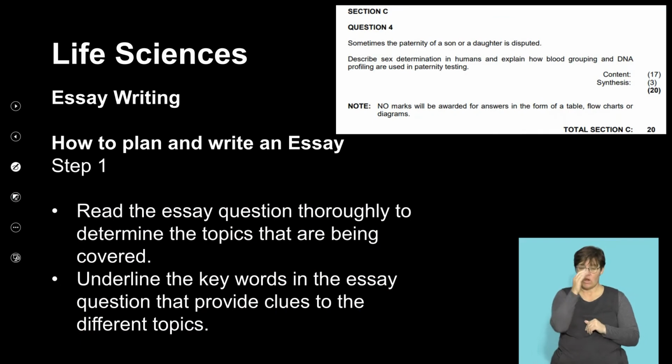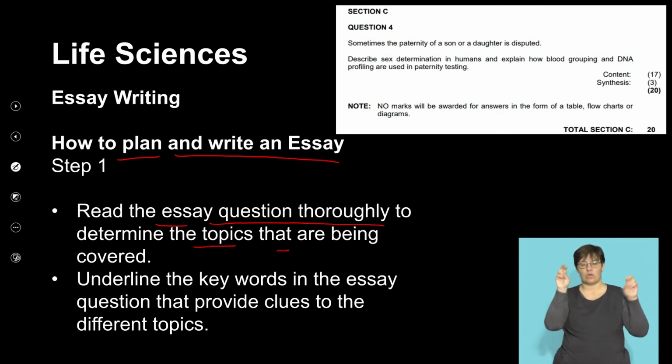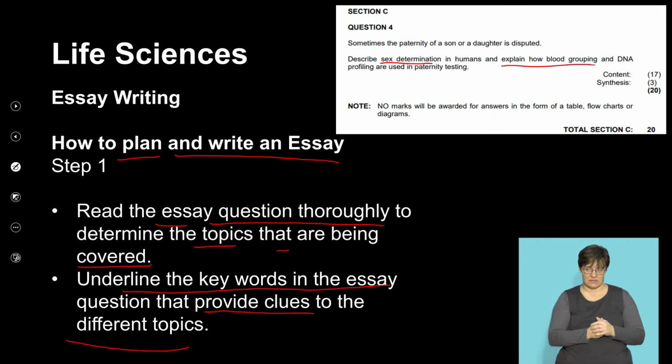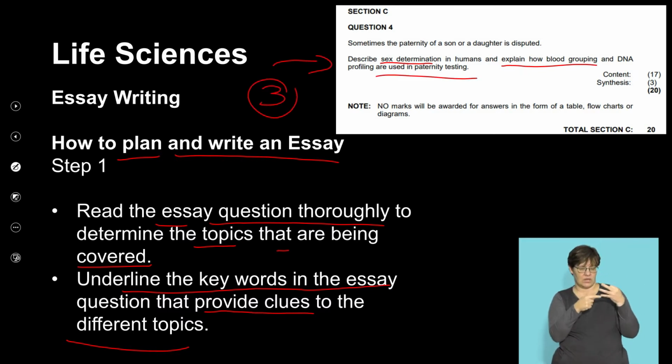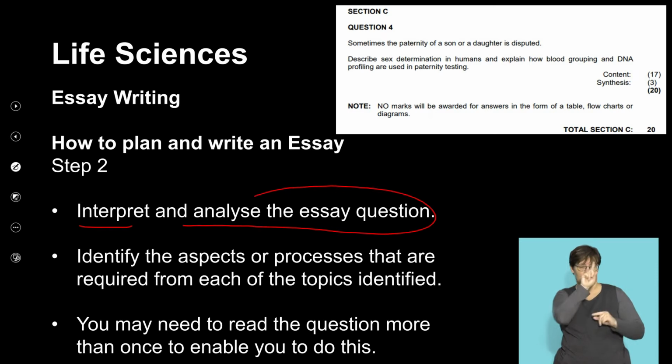So the first step, as I mentioned, is plan and write an essay. Step 1, read the essay questions thoroughly, as I've done, to determine the topic that is being covered. Underline the keywords in the essay question that provide clues to the different topics. And as you noted, I underlined the different parts, and we investigated that this topic had 3 different components to it. The next part would be interpret and analyze the essay question.